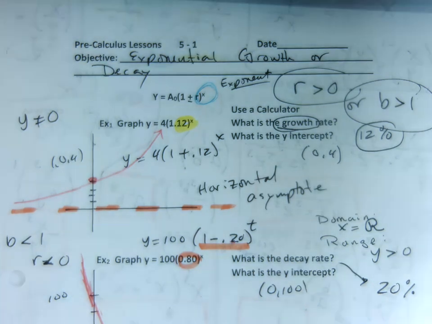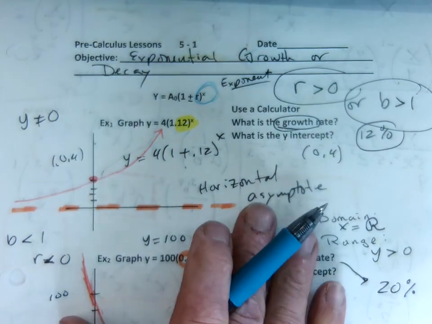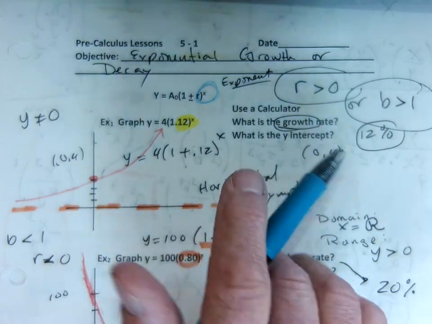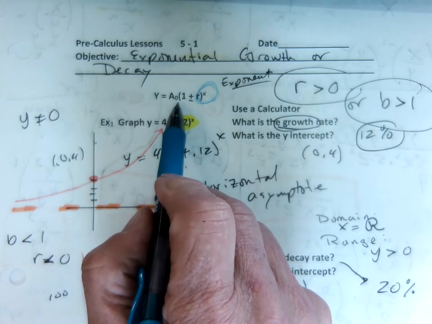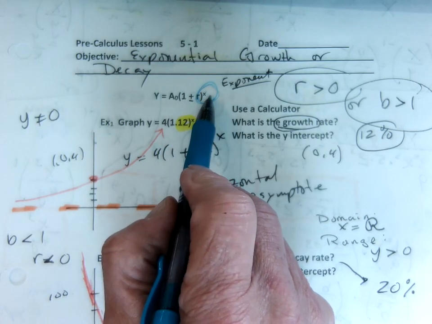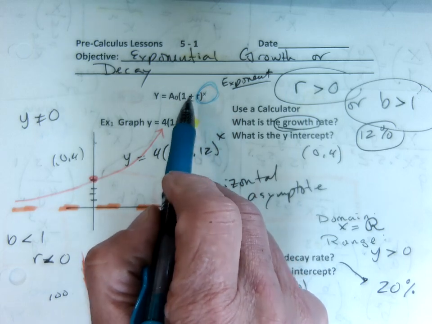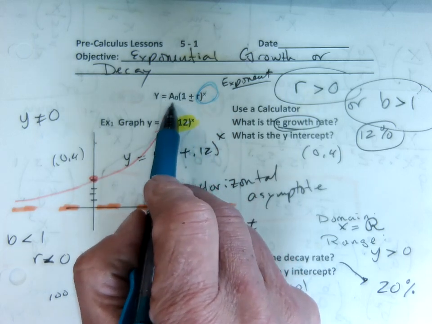Okay, everybody, recap the lesson today. We're talking really about exponential functions at this point in time. There are two ways to write exponential functions. One is in this form, y equals a times (1 plus or minus r) to the x. Plus if it's growth, minus if it's decay, and a is the beginning amount.